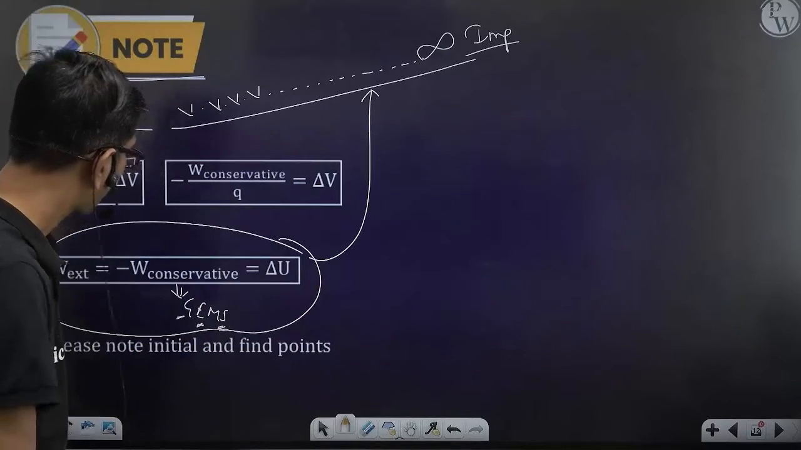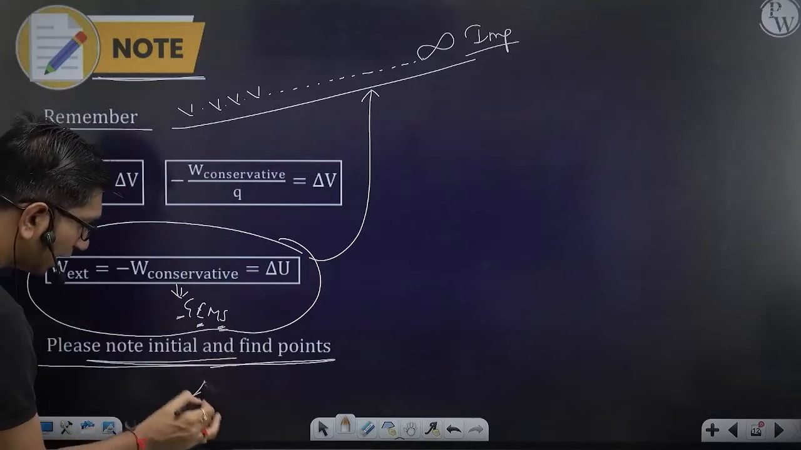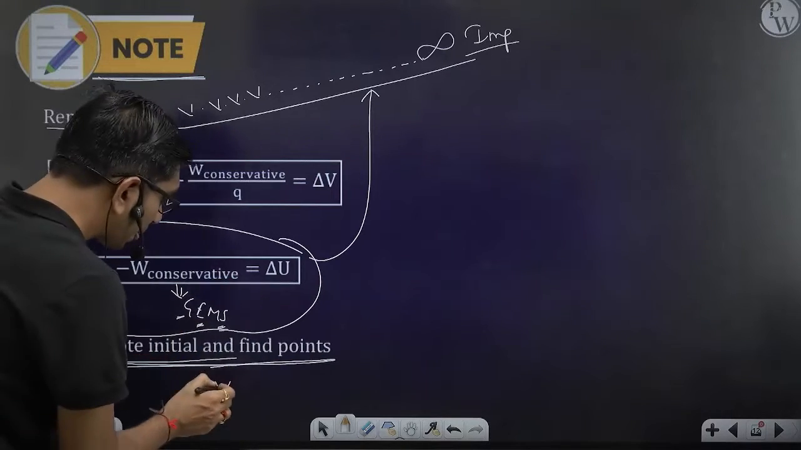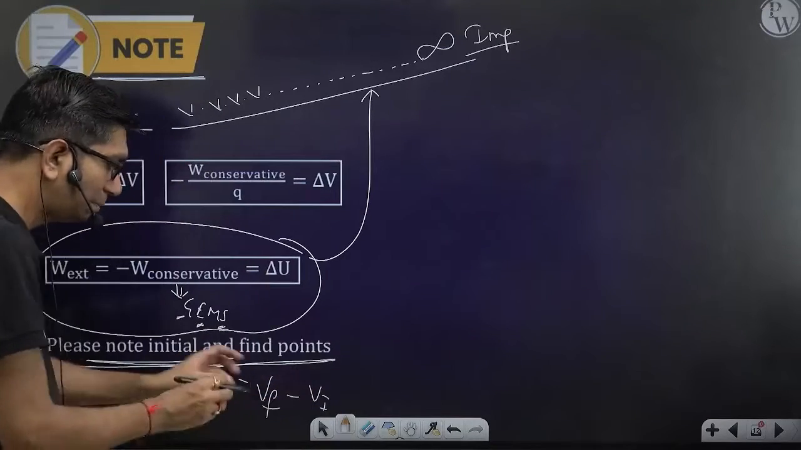Chalo, right. Please note initial and final points. Here you are using delta V, na. Finally, where you are, final minus initial. Okay? Please note it down.